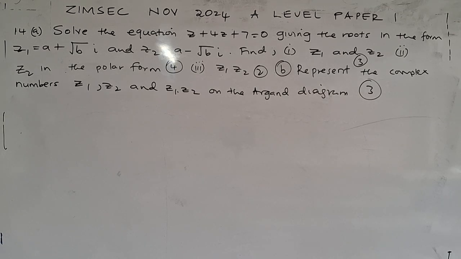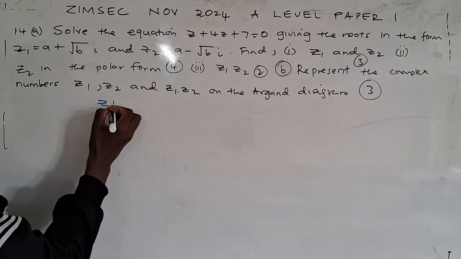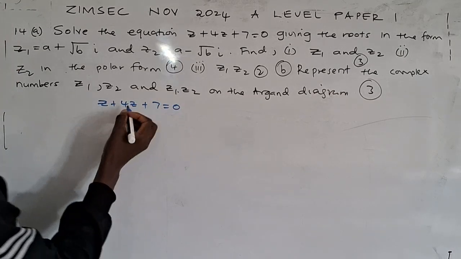Part number 2, you are supposed to find z2 in the polar form. Part number 3, z1 and z2, the product. Now, B, represent the complex numbers z1, z2, and the product on an Argand diagram. So first you are supposed to solve this equation, z squared plus 4z plus 7 is equal to 0.